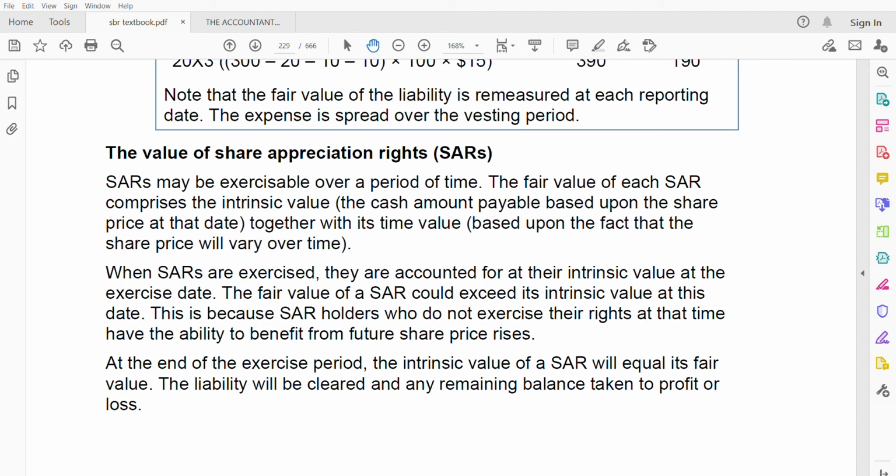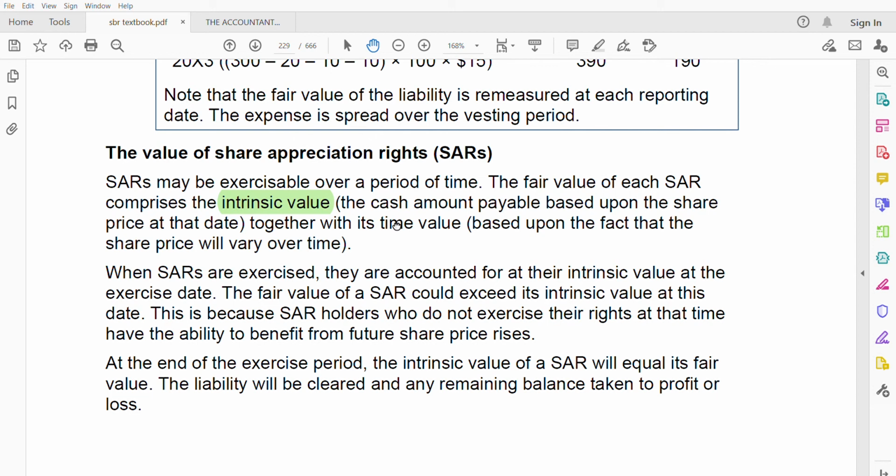Now let us go to the value of the share appreciation right. Share appreciation rights may be exercisable over a period of time. Okay, so the fair value of each SAR comprises the intrinsic value. What does it mean, intrinsic value? Intrinsic value means the cash amount payable based upon the share price at that date. Whatever the share price at that date, based on that only cash amount will be paid to the employees.